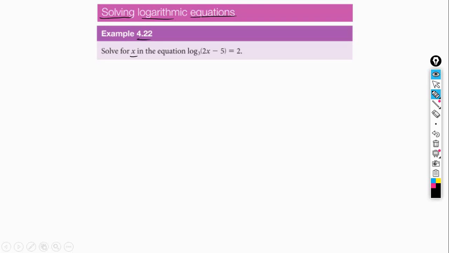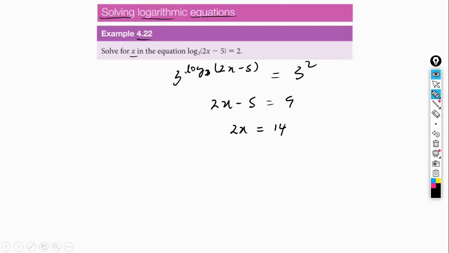Since this is a logarithm, we're going to use property number 3. We can rewrite this as 3 to the power of log base 3 of 2x minus 5 is equal to 3 to the power of 2. As long as I use 3 as the base on both sides, the equality remains true. So this here is base 3. Now this is going to be 2x minus 5 equals 9. Then we have that 2x equals 14, and therefore x is equal to 7. So this would be the solution.